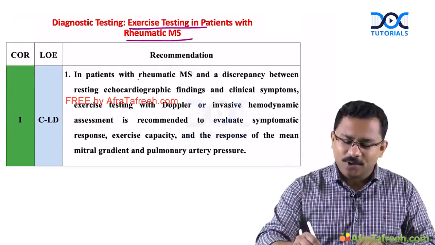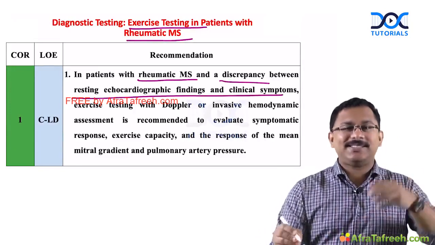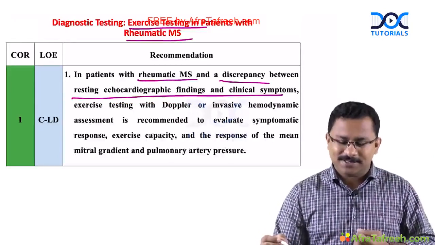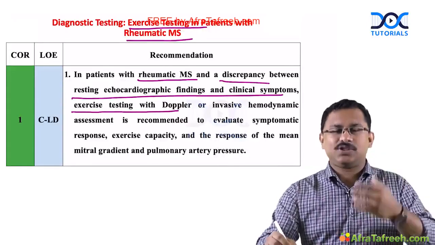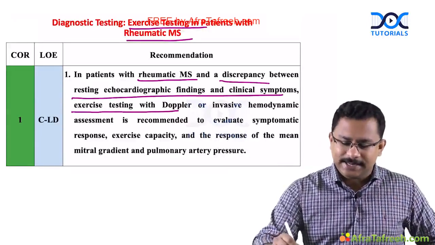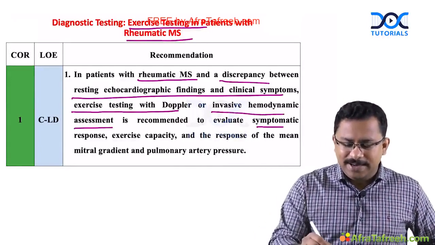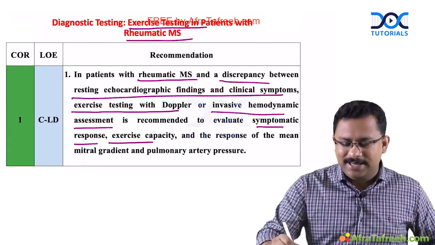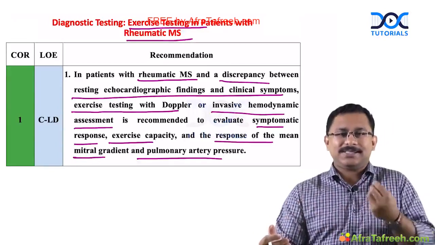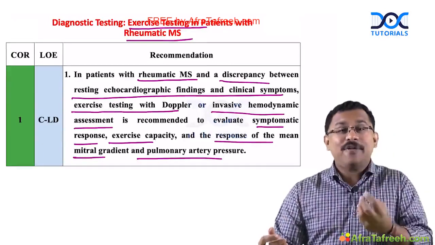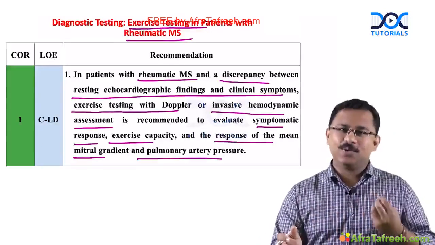So in patients with rheumatic MS and a discrepancy between the non-invasive findings and the clinical symptoms, you can go for an exercise testing with Doppler, or as I told you, a cardiac catheterization, an invasive hemodynamic assessment to evaluate the symptomatic response, exercise capacity, and the response of the mean mitral gradient and pulmonary arterial pressure. So that is the role of invasive hemodynamic assessment in case of a mitral stenosis.